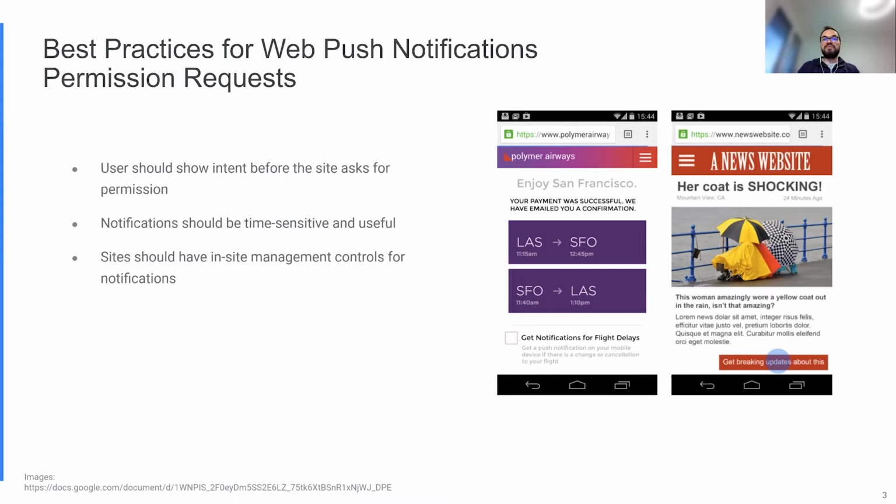There are a few best practices that the Chrome team and Mozilla have developed independently to help web developers in deciding when to ask for permission. From a user experience standpoint, permission prompts should be asked after the user has shown intent, the prompts should appear in the appropriate context, and the notifications should be time-sensitive and useful. For example, the website on the left has a clear checkbox that allows users to choose to get notified, and similarly, the website on the right has a visible button. Finally, websites should have in-site management controls for notifications to make it easy for users to disable them at any time.